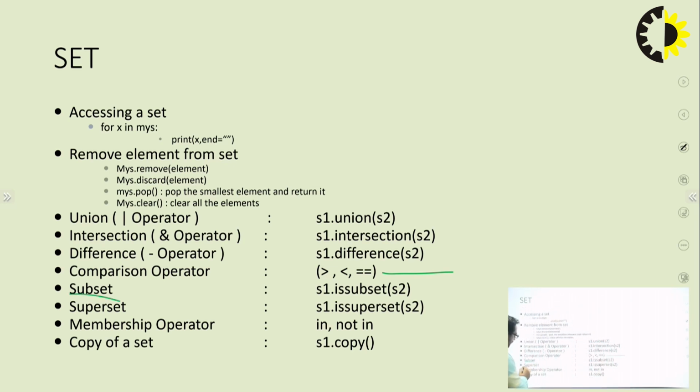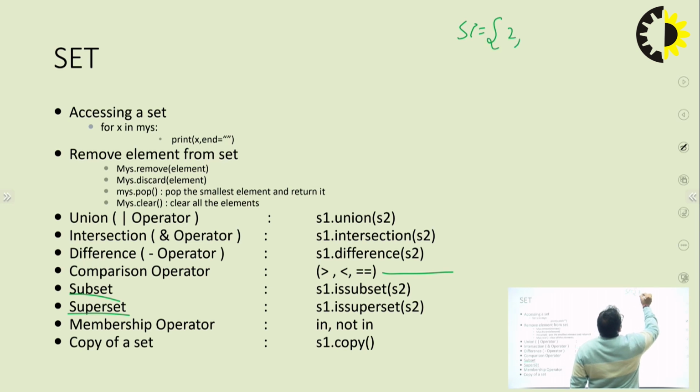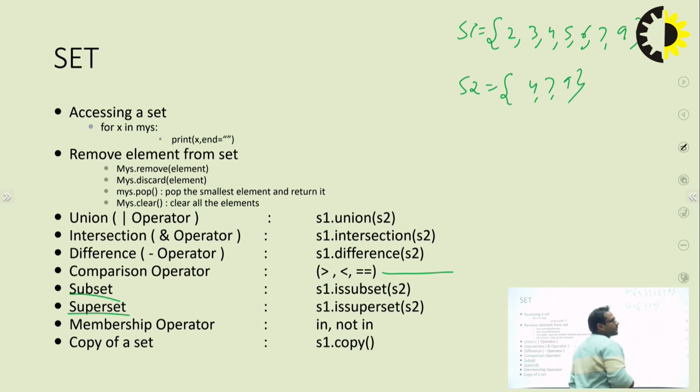Next is subset and superset. If you want to check whether this is a subset or a superset. For example, I have here S1 equal to 2, 3, 4, 5, 6, 7, 9, and another set S2 equal to 4, 7, 9. So these are the 2 sets here. If I want to check whether S1 is a superset of S2, yes, so you can call S1 a superset of S2. It returns true. If I check whether S2 is a superset of S1, it returns false.